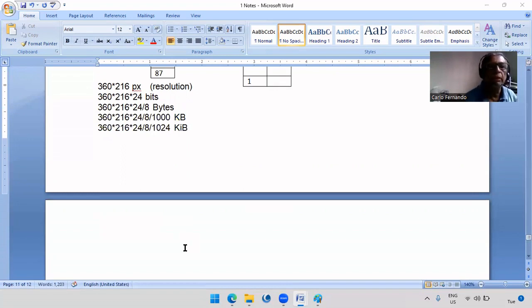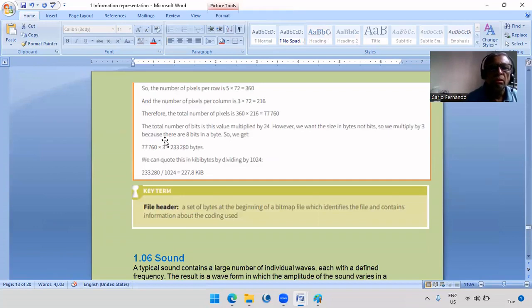See what happens in the book. The total number of bits is this value multiplied by 24. However, we want the size in bytes, not bits. So we multiply by 3 because there are 8 bits in a byte.